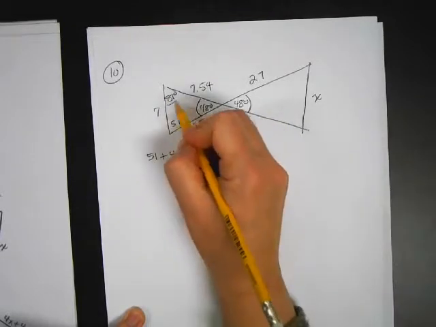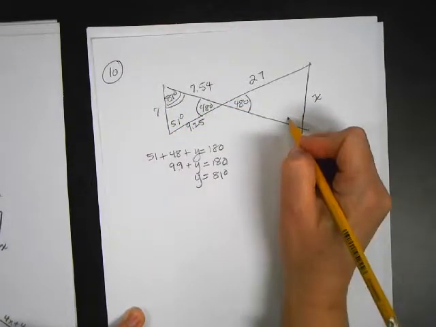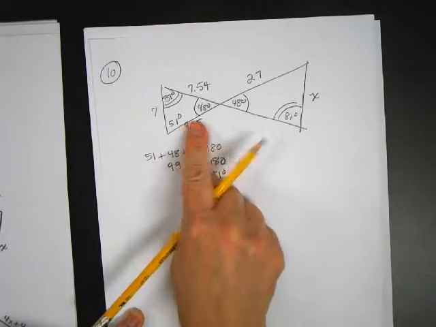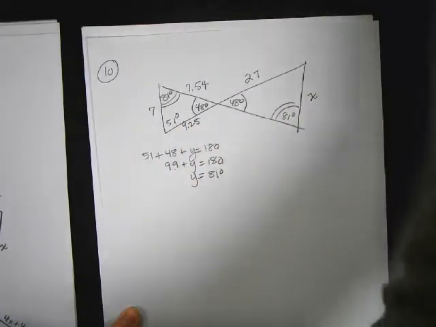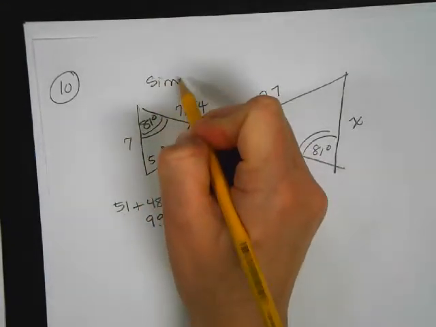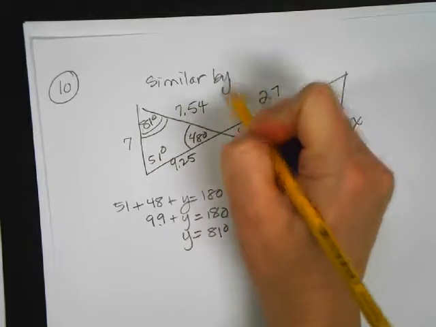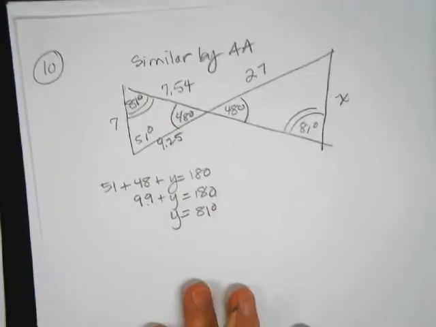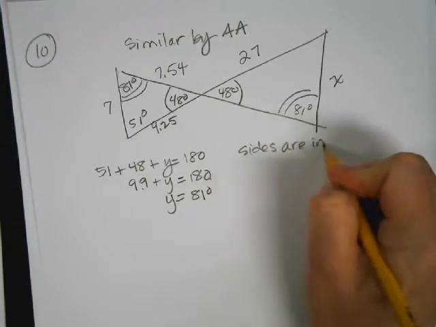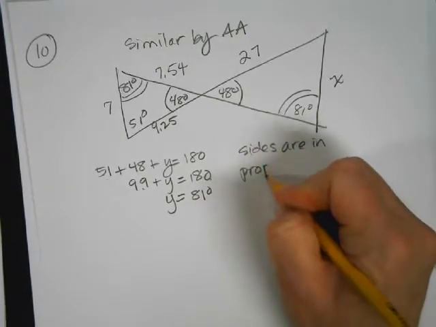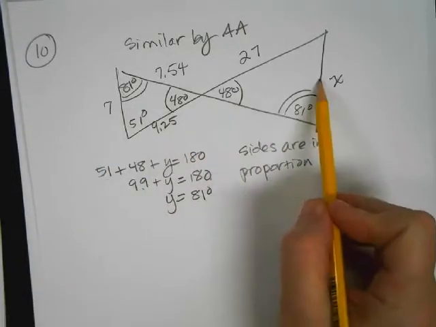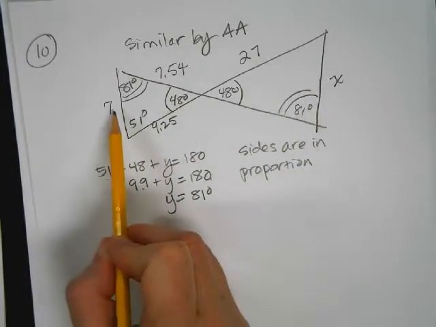So we've got another pair of angles that are congruent. This one was 81 over here. So you've got two angles congruent to two angles. So then your triangles are similar by angle, which means that the sides are in proportion. Okay, so x corresponds to 7.